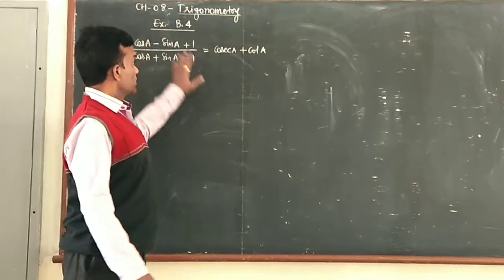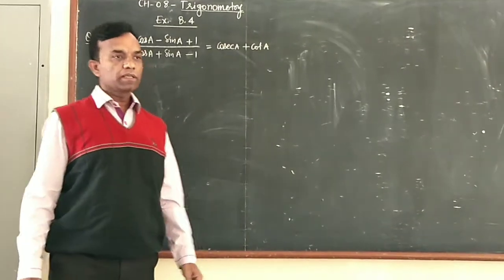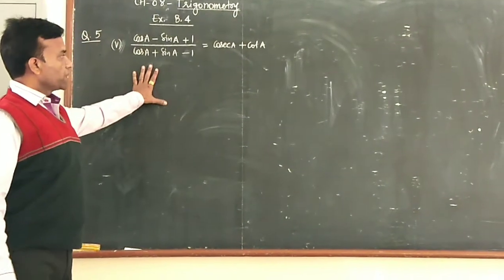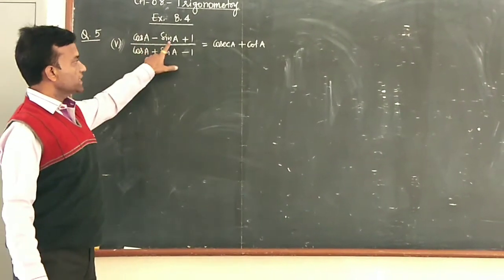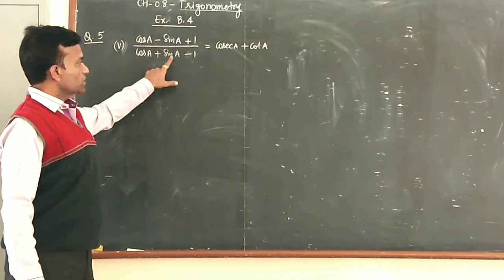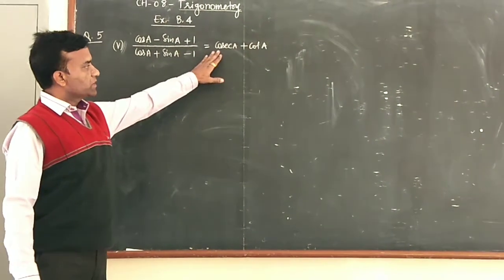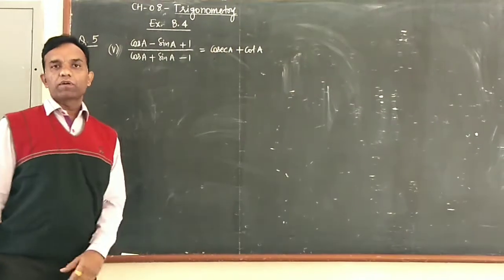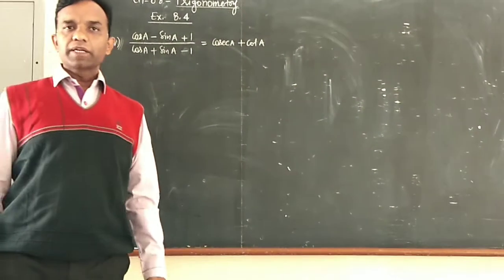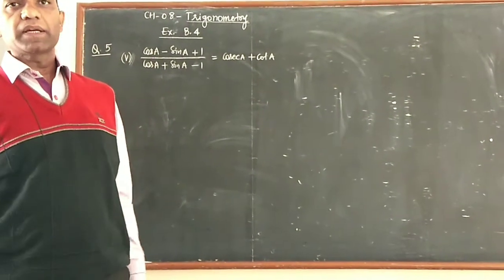Trigonometry, exercise 8.2, question number 5 of 5. Prove that (cos A minus sin A plus 1) upon (cos A plus sin A minus 1) equals cosec A plus cot A. There are two parts: one part is the left hand side, the other is the right hand side.